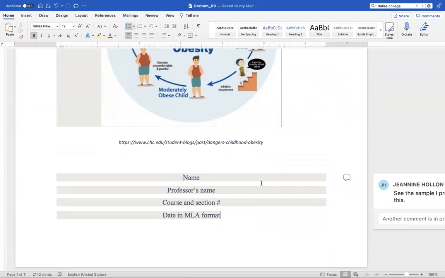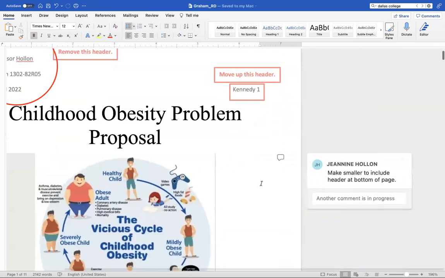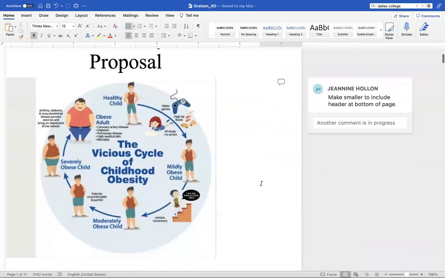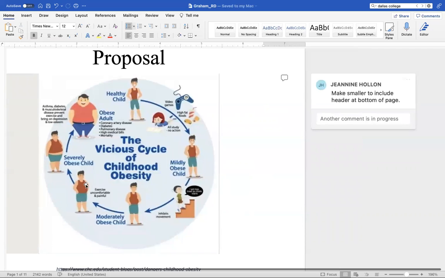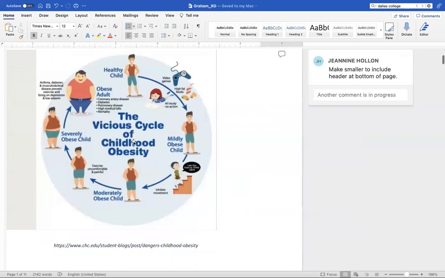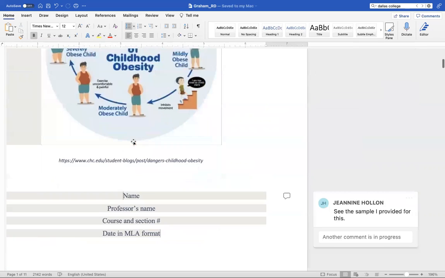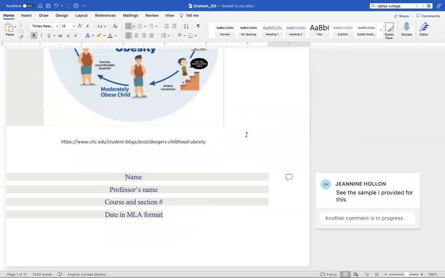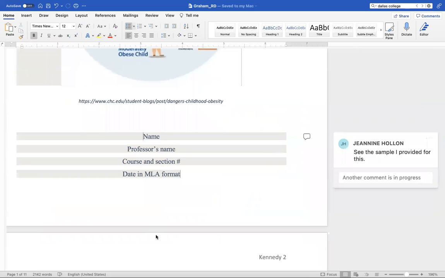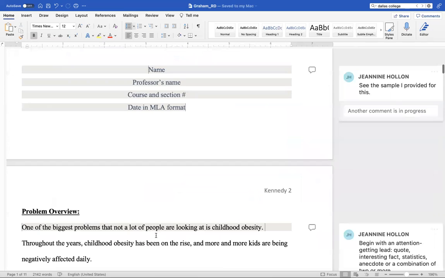Thank you. Let's see, what did I say? Make smaller. I actually had to make this picture a little smaller so I could fit everything on the first page, because the title page, that's all I want on it. Put your name, Professor Holland, the course, and the section number, and then, of course, your day of the month. You'd put 20 April 2022.